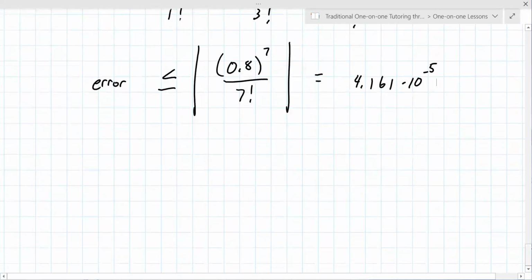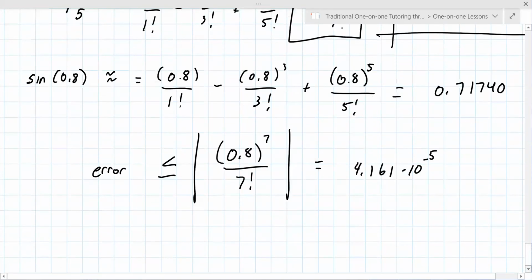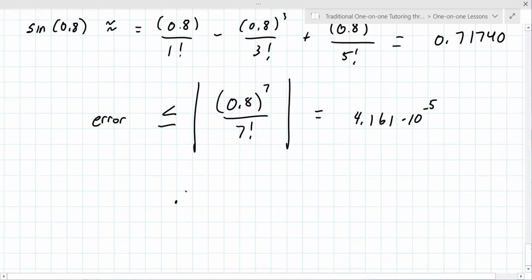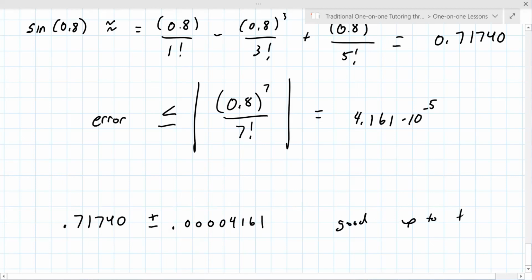So it tells you, let me just get this framed better. We think the answer is 0.71740. But if I write this one out, it's 0.71744161. It's saying the answer is really this number you just found plus or minus this number. So it means you're good up to the 1, 2, 3, 4th decimal place.